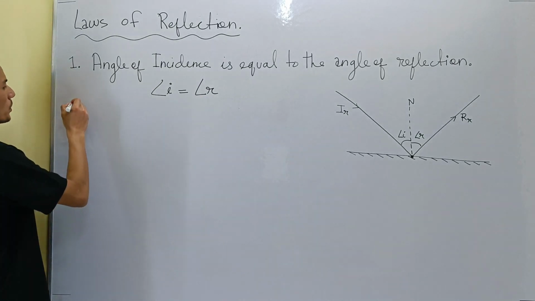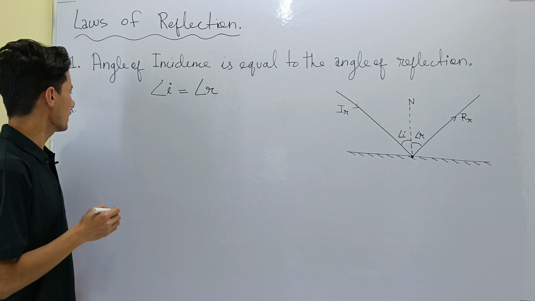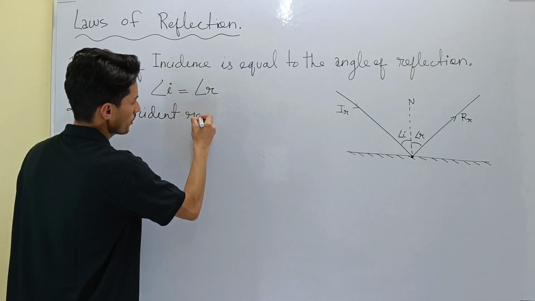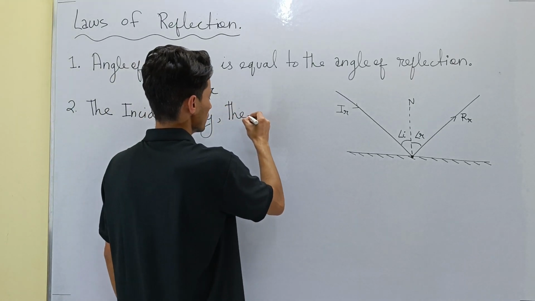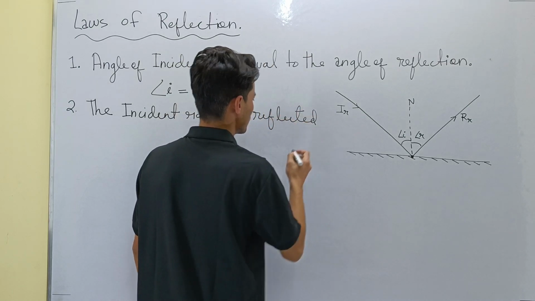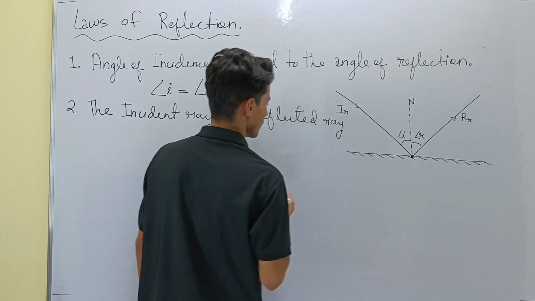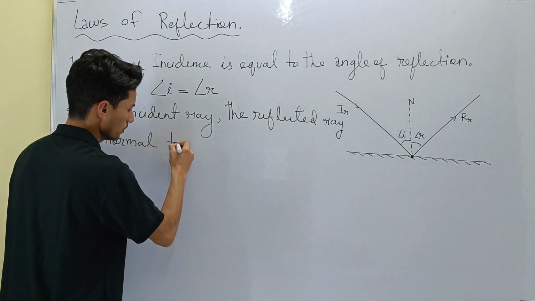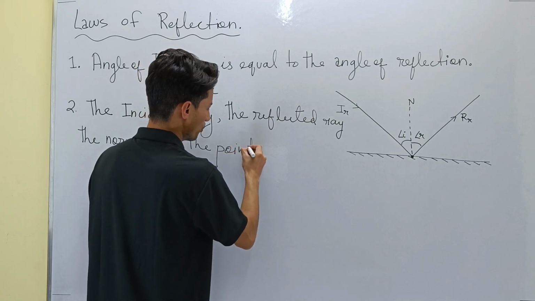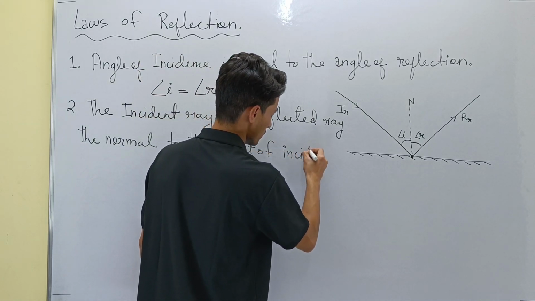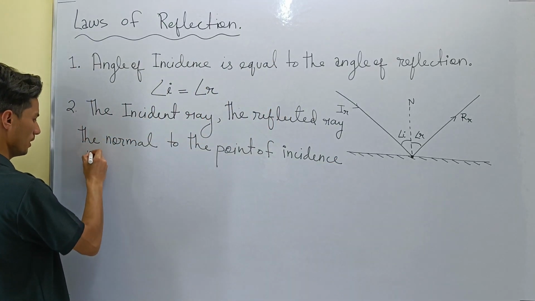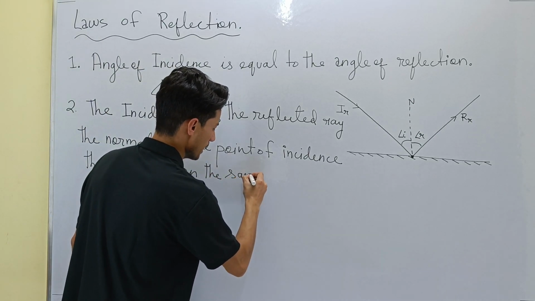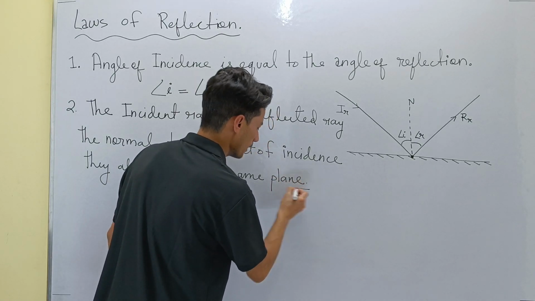Quite easy, isn't it? Then we go to the second law of reflection, which states that the incident ray, the reflected ray, the normal to the point of incidence, they all lie on the same plane. Underline the word plane.